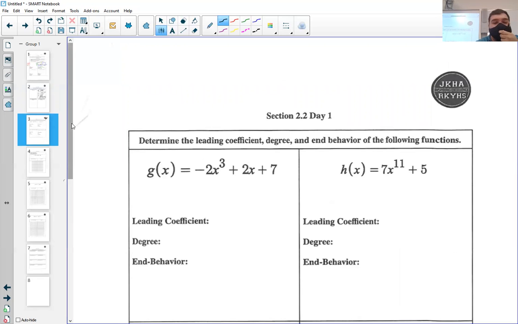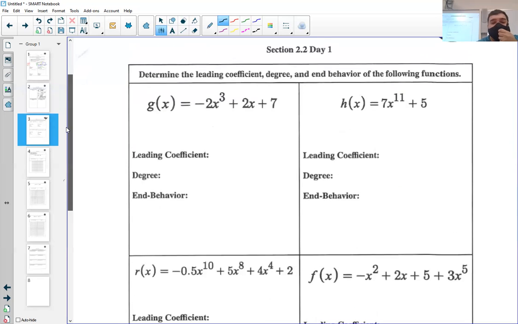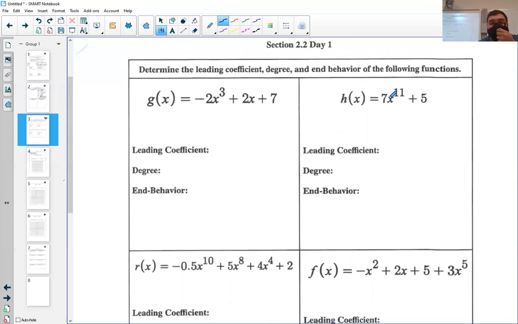All right, this one, we're going to describe a couple of things. I did number 1 already. So number 2, we're going to describe the leading coefficient, the degree, and the end behaviors. So first off, we're going to talk about the leading coefficient. The leading coefficient is always connected to the biggest power of the variable. In this case, it's obviously this one, 7, the leading coefficient. It is the number in front. So it's 7.